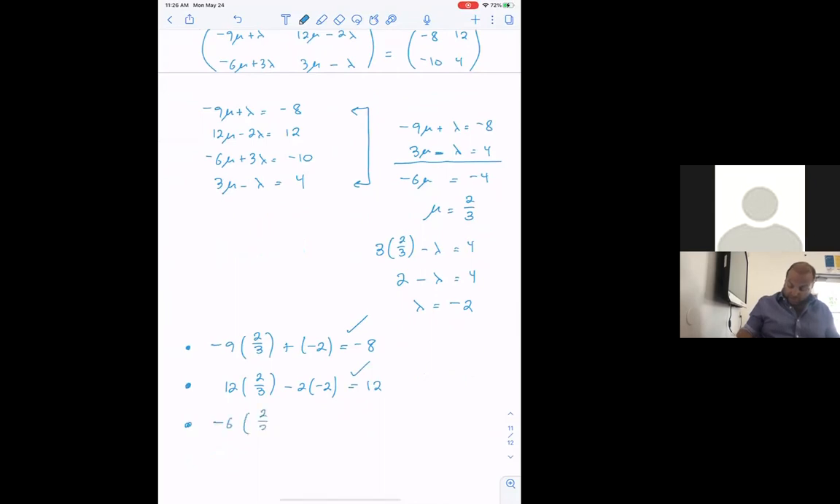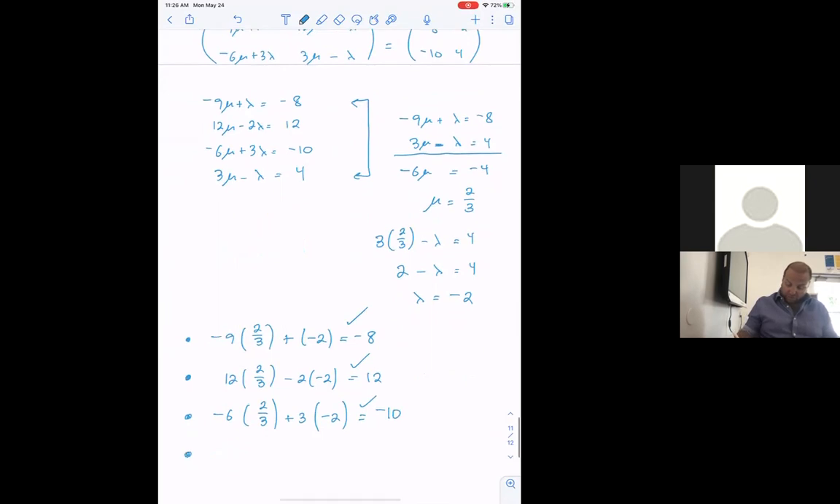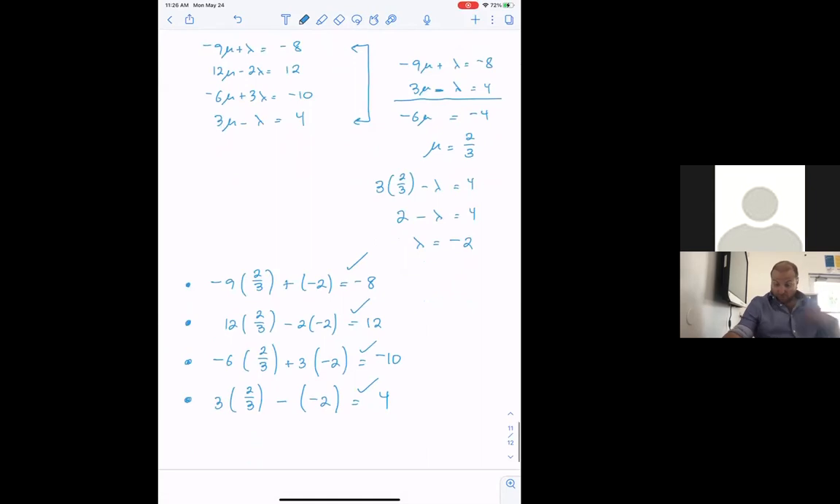-6 times 2/3 plus 3 times lambda is -2. -6 times 2/3 is -4. -4 and -6 is in fact -10. So that works too. And 3 times 2/3 minus -2. 3 times 2/3 is, sorry, 2. 2 plus 2 is 4. And sure enough, we have solutions. So all four of them work. And we have that mu is equal to 2/3 and lambda is equal to -2.